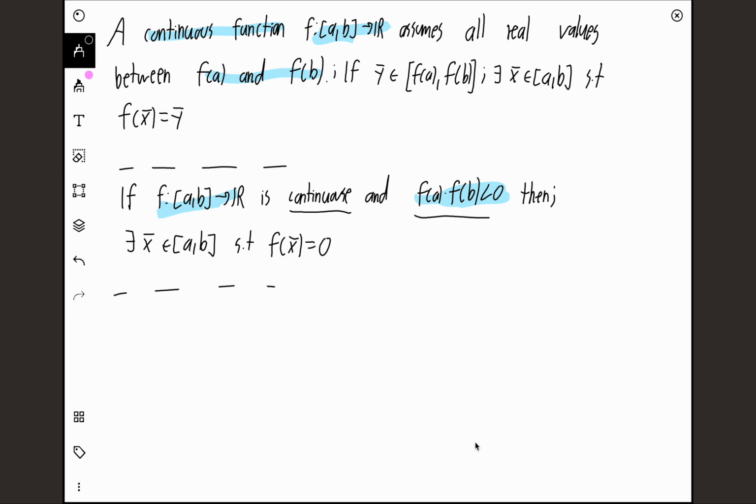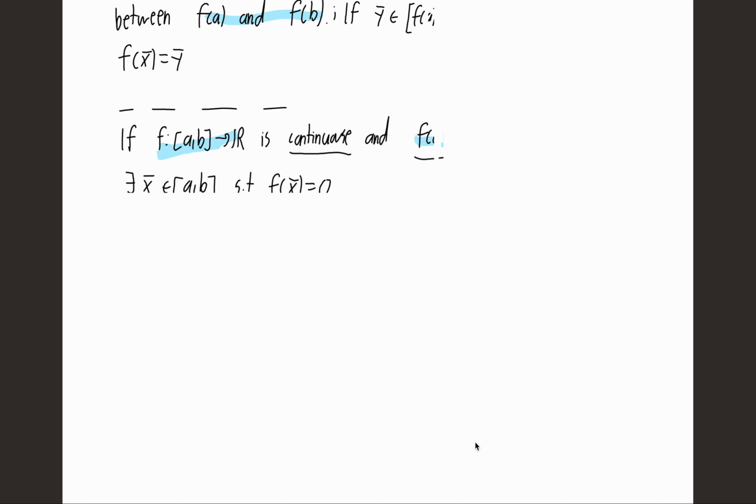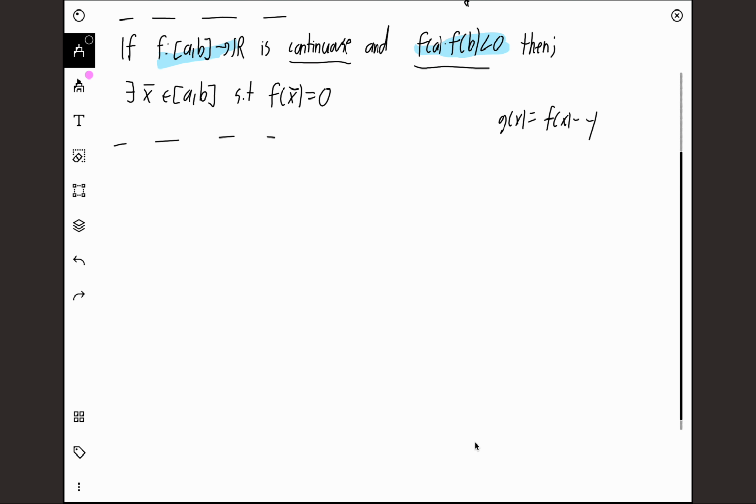And basically, these two statements are the same thing, because if we define a function g of x equals f of x minus y, well then when f of x equals 0, g of x equals y. So it's the same theorem, just with two different statements. We're actually going to prove this one. And now, how are we actually going to prove it?